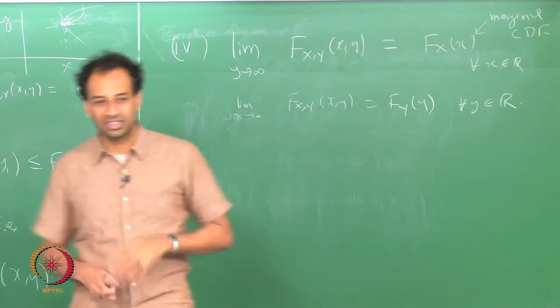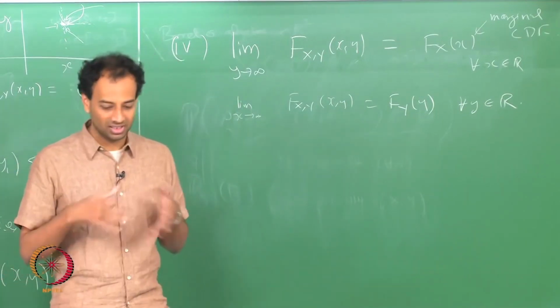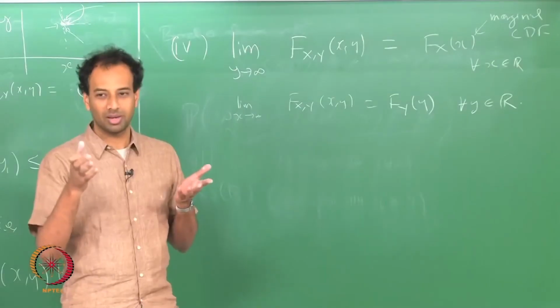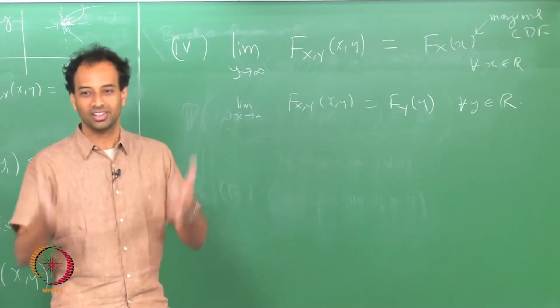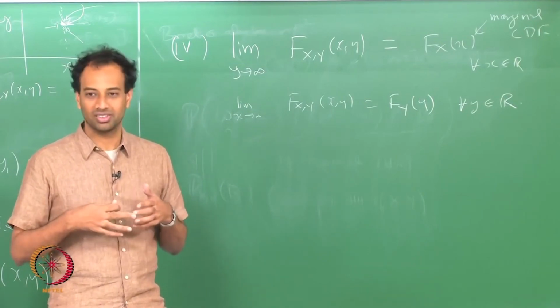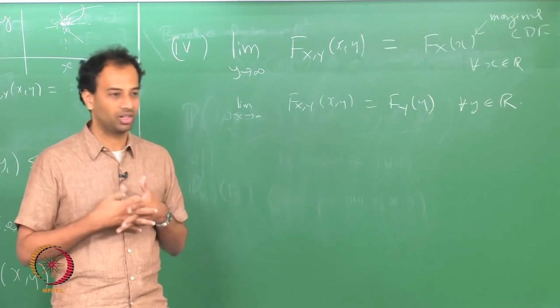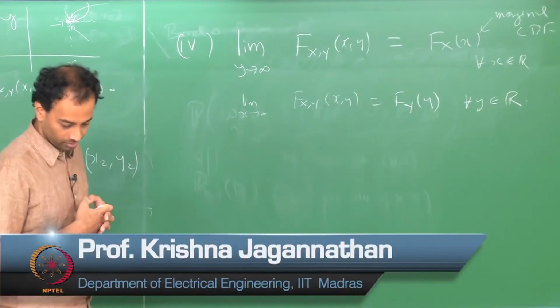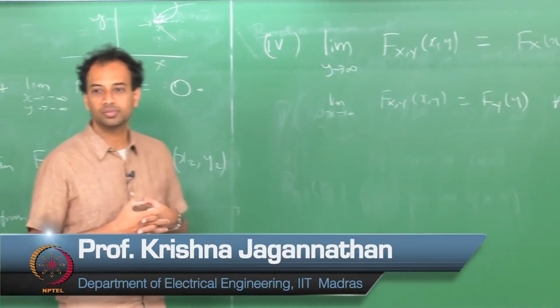Essentially the marginal only captures the statistical behavior of that random variable, whereas the joint CDF, as the name says, captures the joint distribution, which is the interdependent structure between x and y. Any questions?